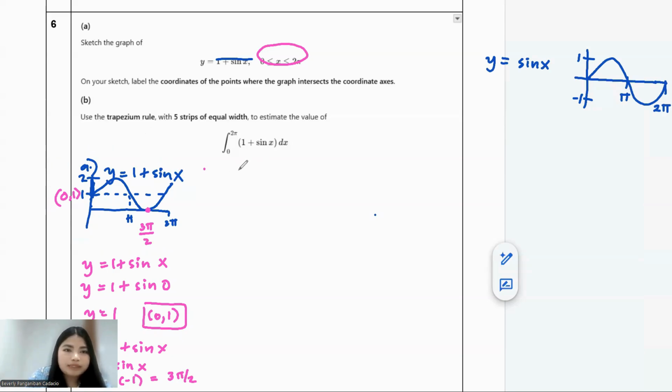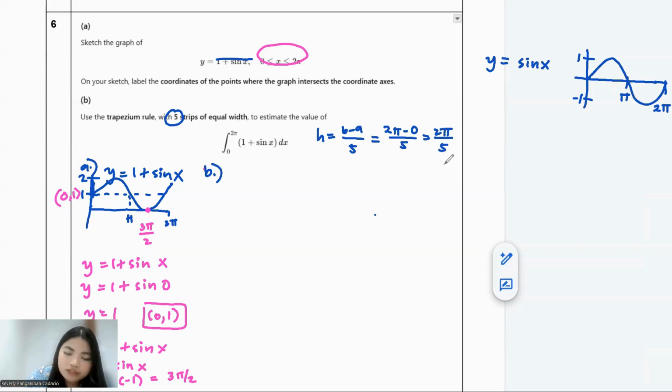Okay, next will be letter B, which is a little bit long. For letter B, we will have a full trapezium rule here because there's no table available, so you need to do all the 5 strips. The first thing that you will do is get your h. Your h is b minus a divided by the number of strips, which is 5. Your b is the upper limit, which is 2 pi minus 0 divided by 5. And this one will give you 2 pi over 5.